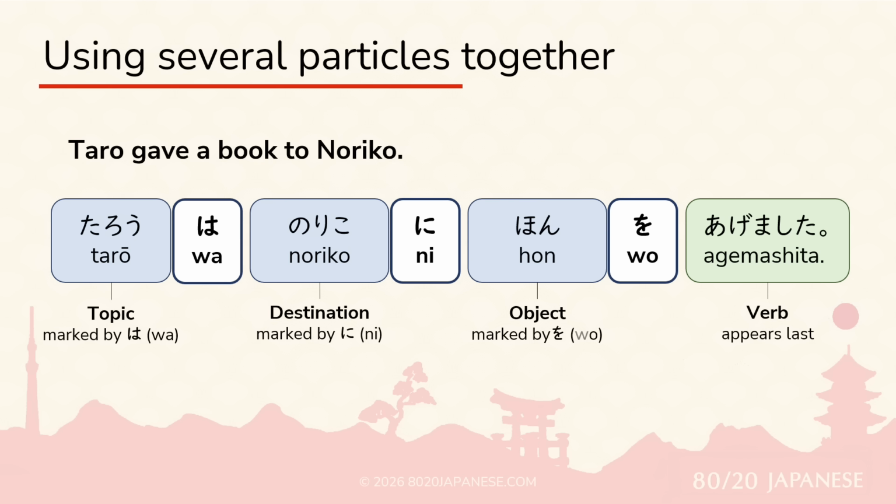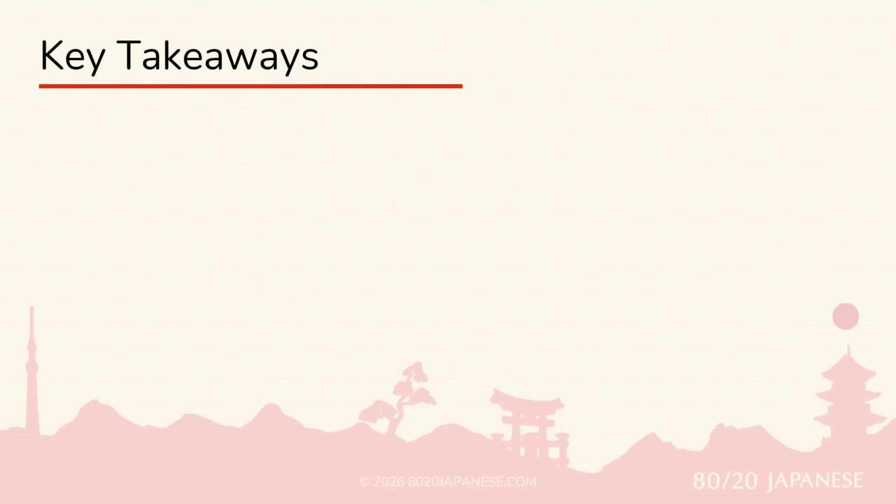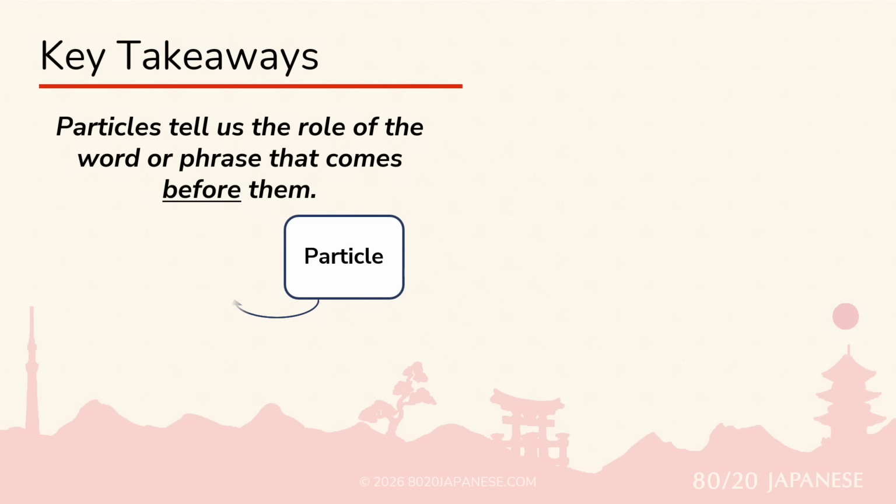Each particle tells us how the word or phrase before it is involved in the action, what role it plays in relation to the verb. We're talking about Taro, the destination is Noriko, the thing being given is the book, and the action is giving. And that's the key to understanding particles in Japanese. Particles tell us the role of the word or phrase that comes before them.